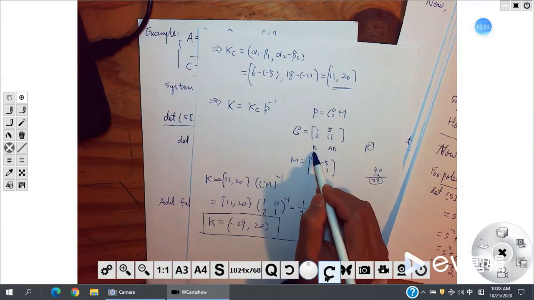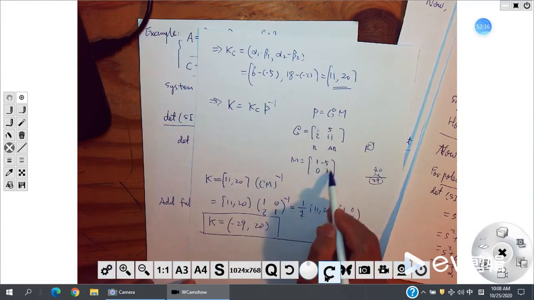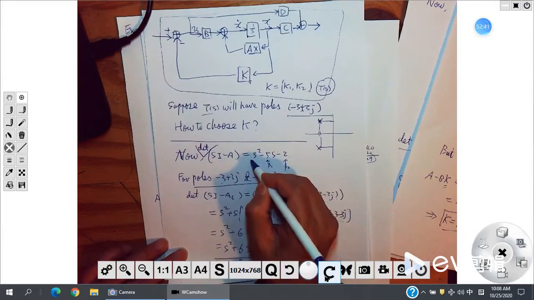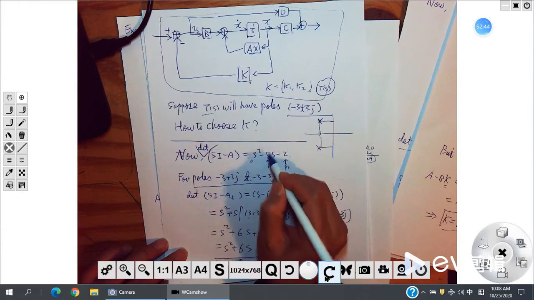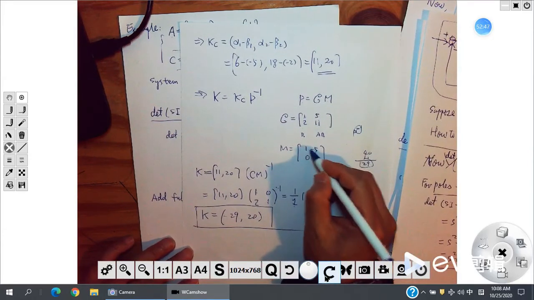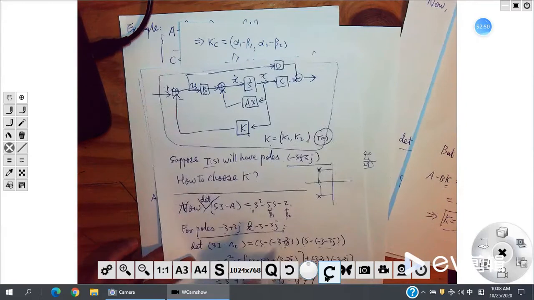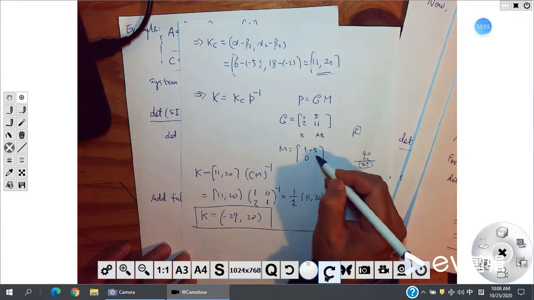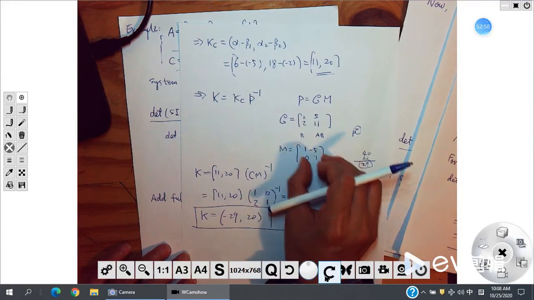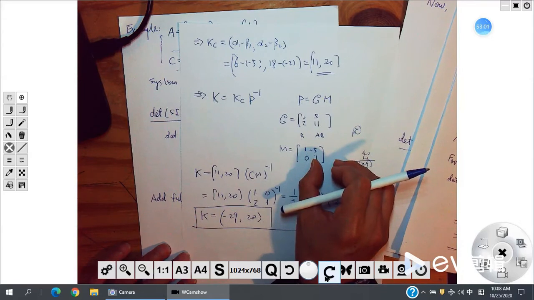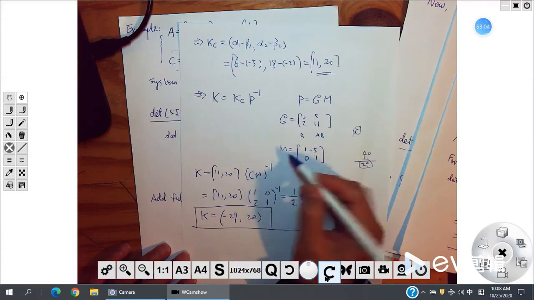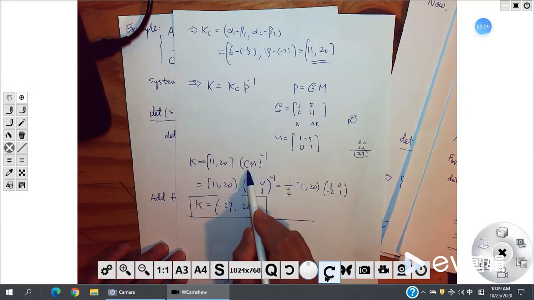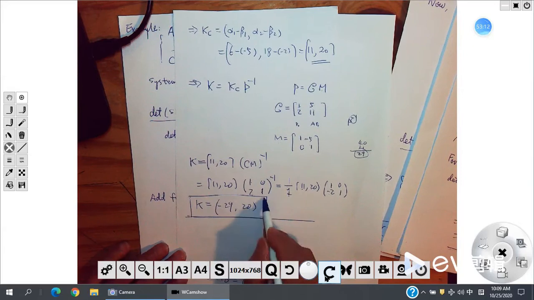C is B and AB. M is this matrix. It is coming from this polynomial. You use these first and second elements and put them in here. 1, -5, right? Here's 1, -5. Here's 1, -5. We put it here, and then shift for the next row. Shift the first row, put it in the next row, right? Then you have M. Okay, P will be C times M. Then you can find P inverse. You plug in, then finally you have the K.